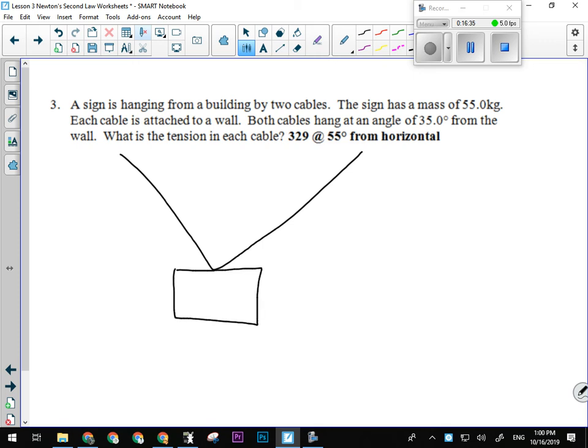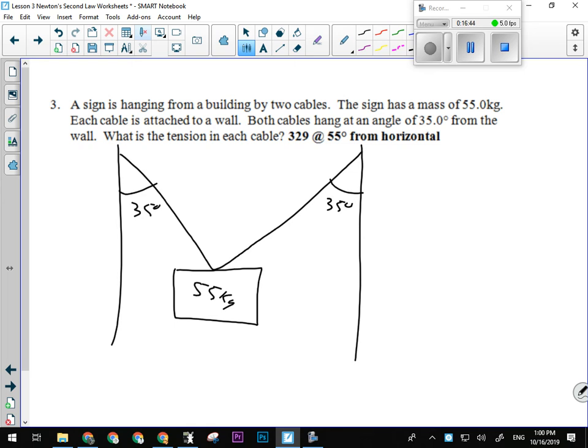Like this, okay? The sign has a mass of 55 kilograms. These cables are identical. Each one hangs at a 35-degree angle from the buildings. We want to calculate the tension in each cable. What do we call this kind of question? Static. This is a static question because what is the sign not doing? It's not moving. What's the net force in any situation where something's not moving? 0. Think about that when you're doing this.